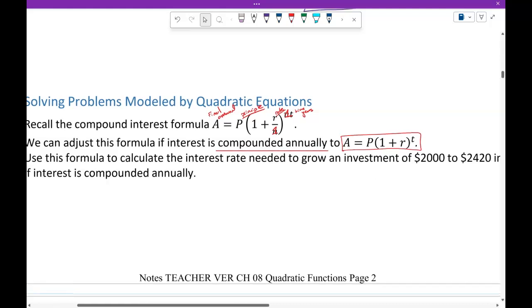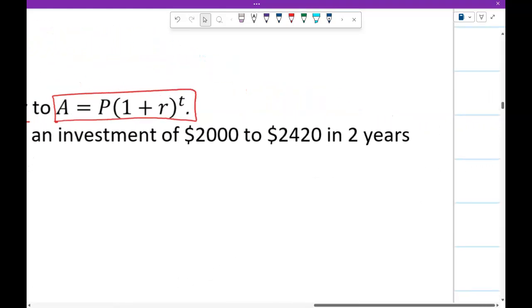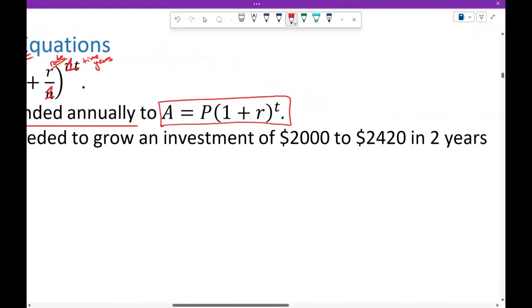So what we can do now is we can look and see, given how much money I'm investing and how much money I want to end up with, we can now calculate the necessary rate that we would need to accomplish this. So here we have an investment of $2,000. That's our principal amount. And we want to end with a final amount of $2,420. We want to gain $420 in interest in a time frame of 2 years. That means we have to solve for the rate to figure out what rate we would need to accomplish this.